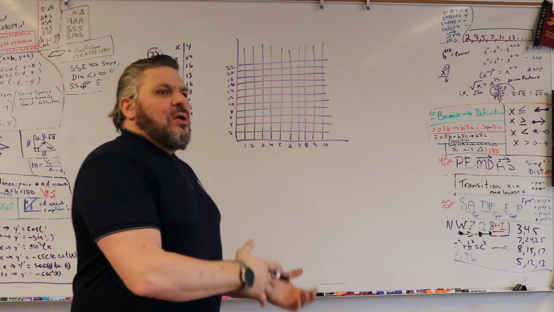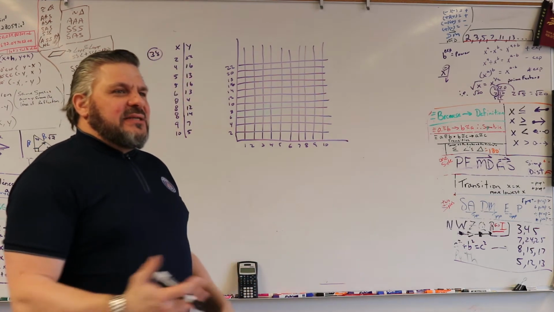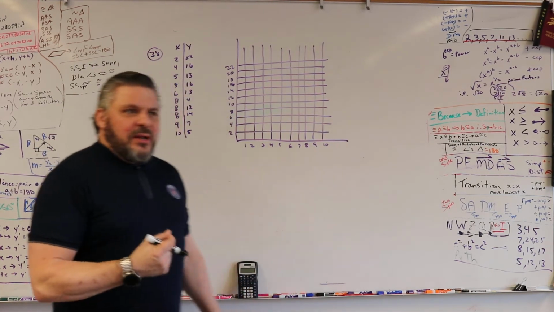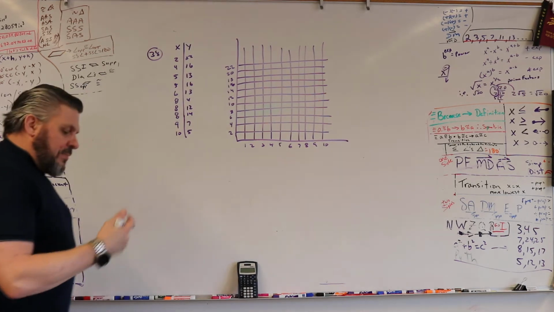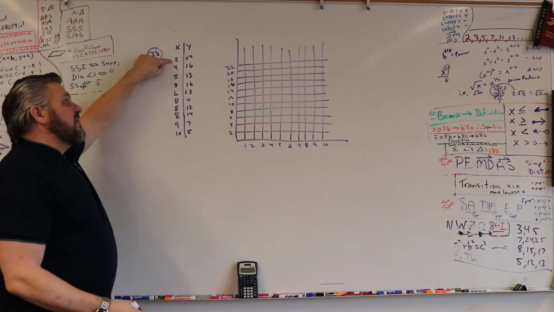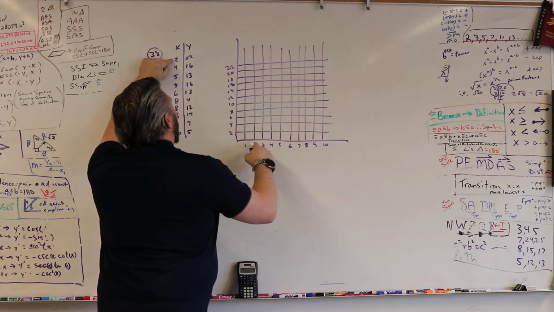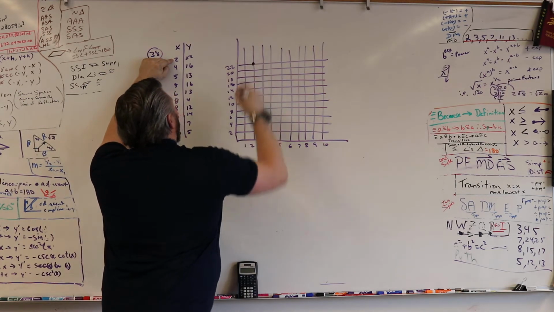I don't like saying no correlation because that's not true. So I'm always going to teach you how to do it the right way. Alright? So the first step is graphing. When we do x, we go 2 and 22. So that's going to be way up here.